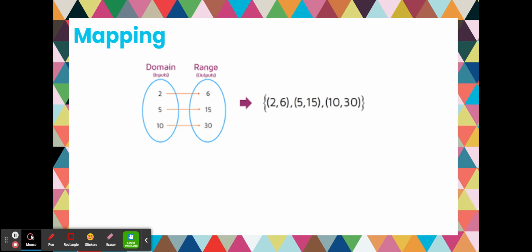Mapping, so they are discrete, or it's considered discrete because you have specific ordered pairs. So my domain of x has an output, or my range, which is the y values.